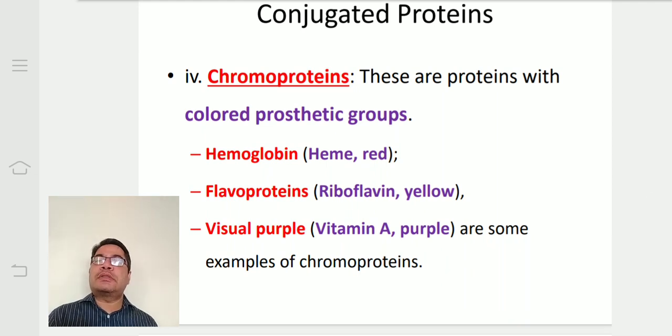The fourth one is chromoproteins. These are proteins with colored prosthetic groups. Example, hemoglobin, which contains heme and gives red color. Flavoproteins, which contain riboflavin and give yellow color. Visual purple, which contains vitamin A and gives purple color.